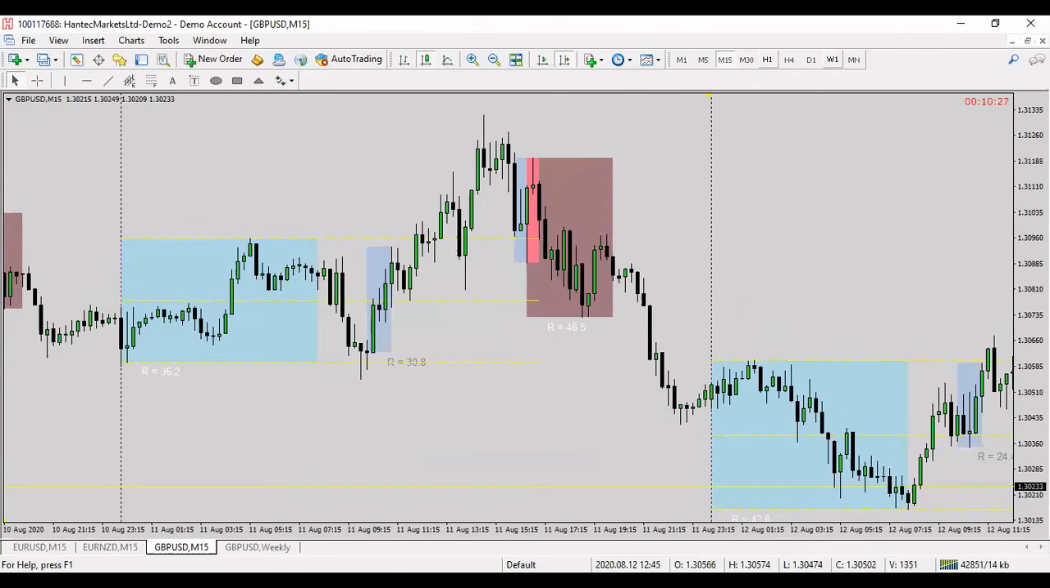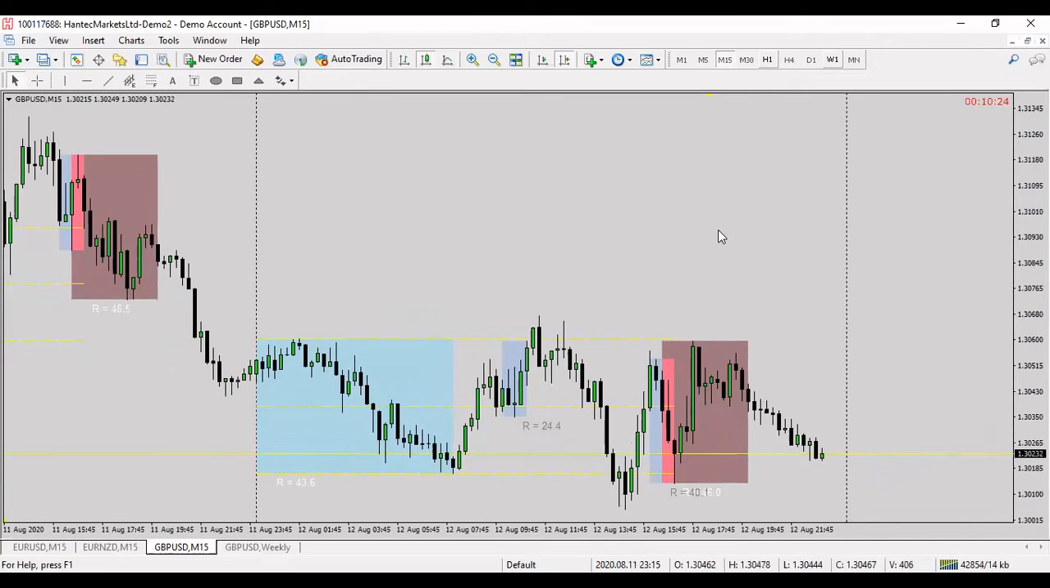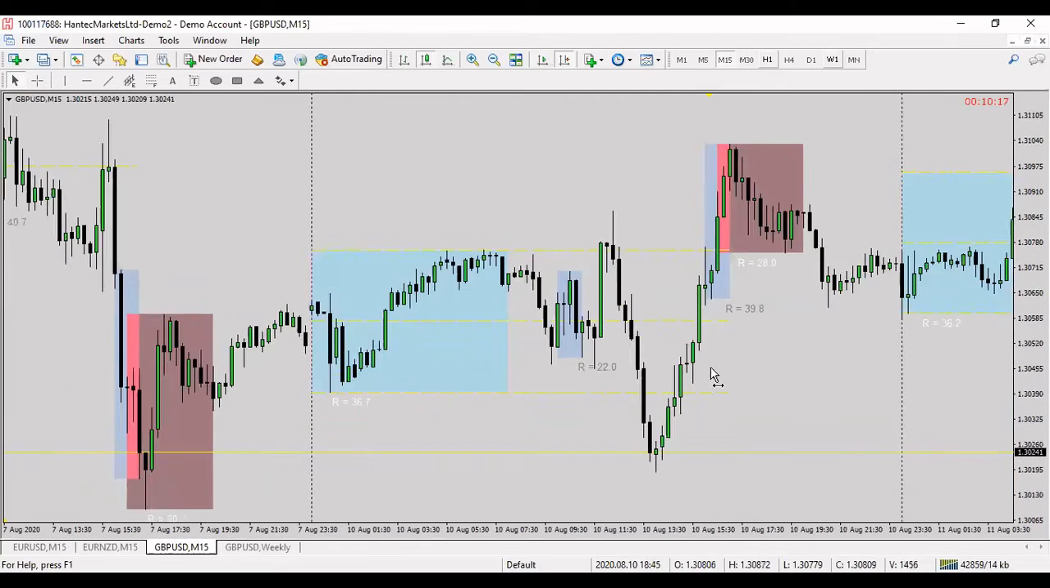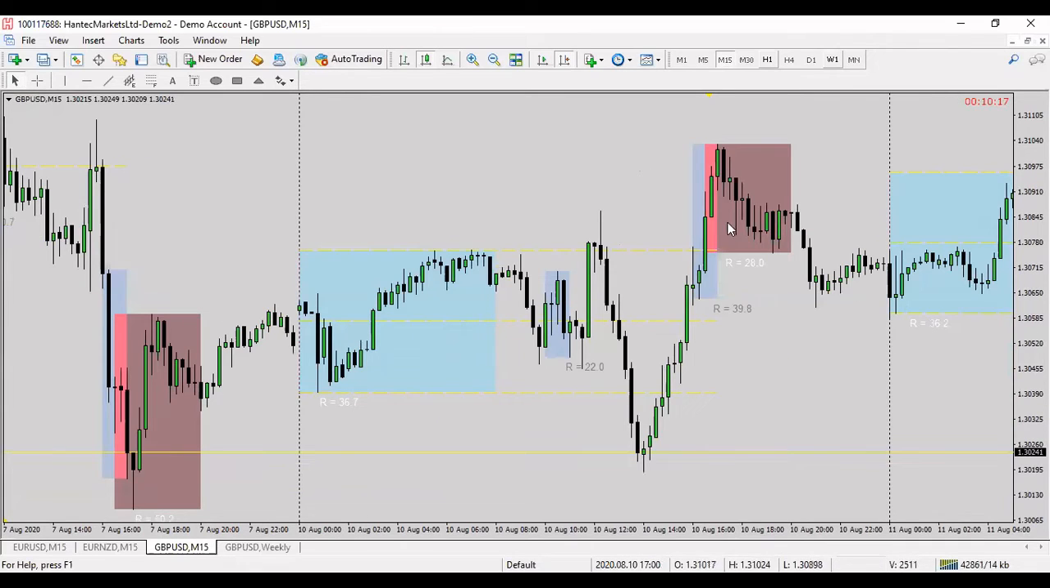So this box over here is today's box. This is Wednesday. From this vertical line to this vertical line is Wednesday. This was yesterday, Tuesday. This was Monday. And this was last week, Friday. So look, this is the trade I was talking about, the GBP USD.